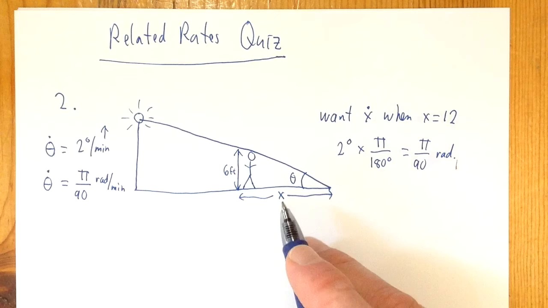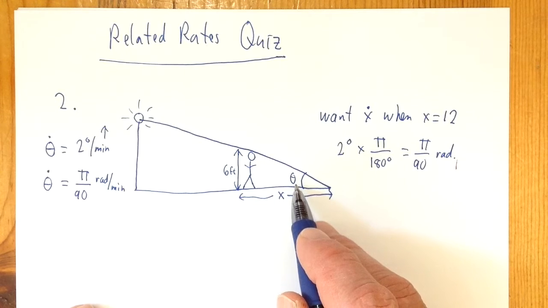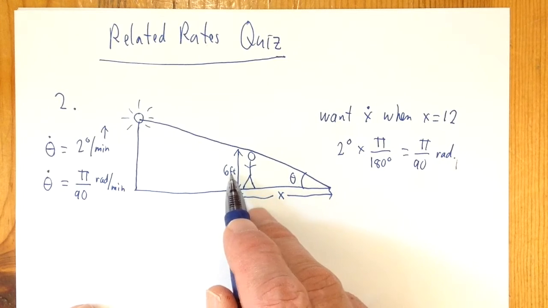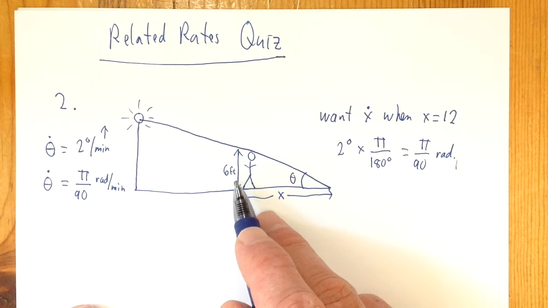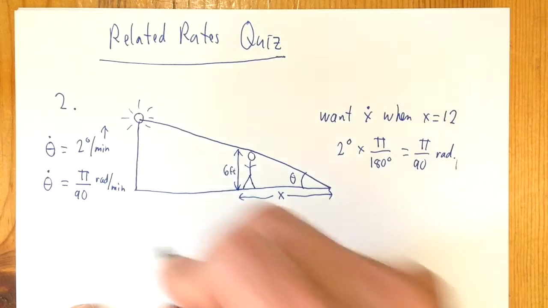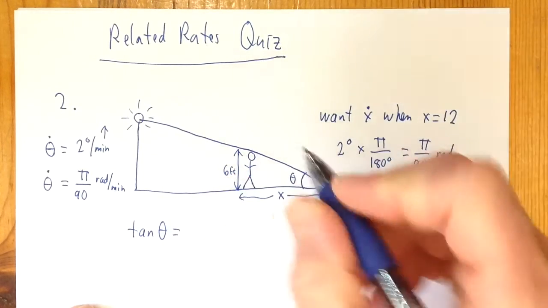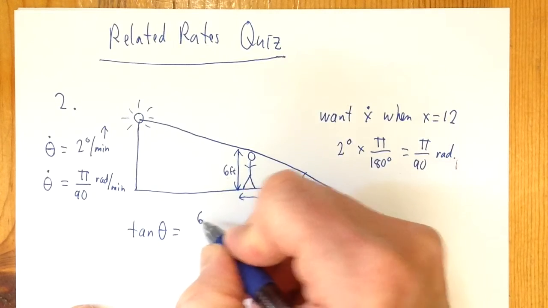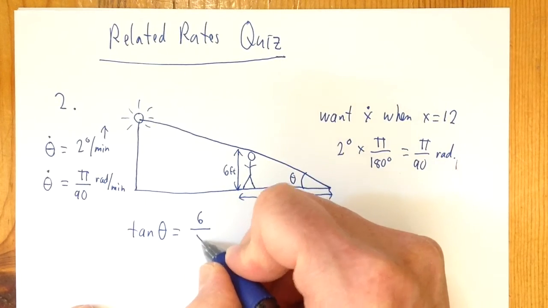So we want x dot. We know this is 6. Here's our angle. We know theta dot. So this is the opposite. This is the adjacent. X is the adjacent. Theta is the angle, and 6 feet is the opposite. So tangent is opposite over adjacent. So tangent of theta is equal to the opposite, which is 6 feet, always 6, divided by the adjacent, which is x.